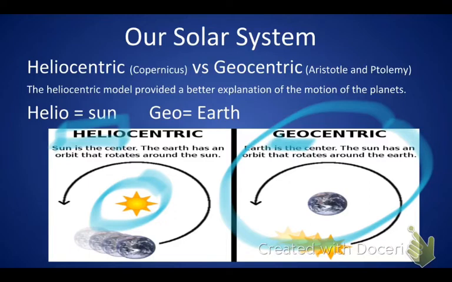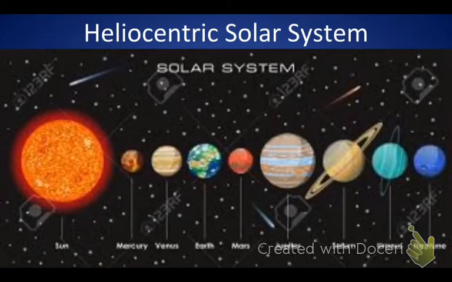So when the telescope was invented and we were able to see other things in the universe and how they were moving, especially in our own solar system, they adopted the heliocentric model, meaning the Sun is at the center and all the planets in our solar system revolve around our sun.